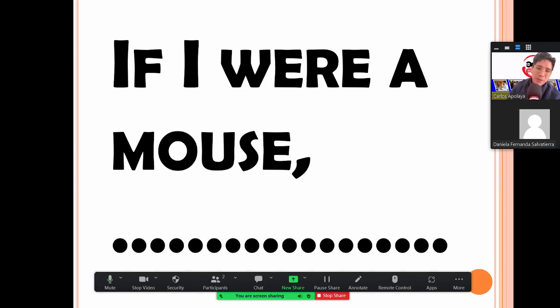What would you do if you were a mouse? Any ideas? Where would you be? ¿Dónde estarías? Where would you be? Or what would you do? Now, for example, if I were a mouse, I would be in the forest. I would be in the forest.